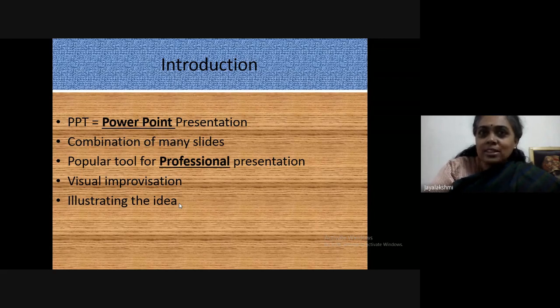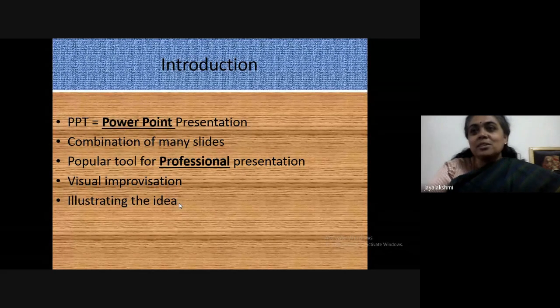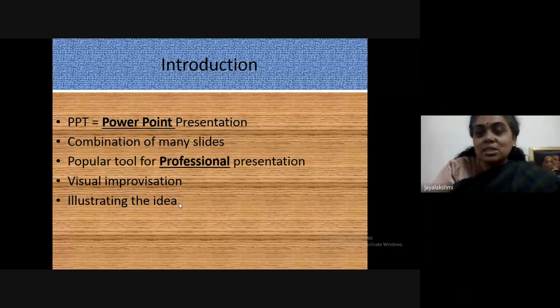And when you talk about what exactly a PowerPoint presentation is, we need to understand that it is nothing but visual improvisation. Why we say it's a visual improvisation is that many a time when we hear, we don't remember it. But when we see, added to the hearing, we remember it better.